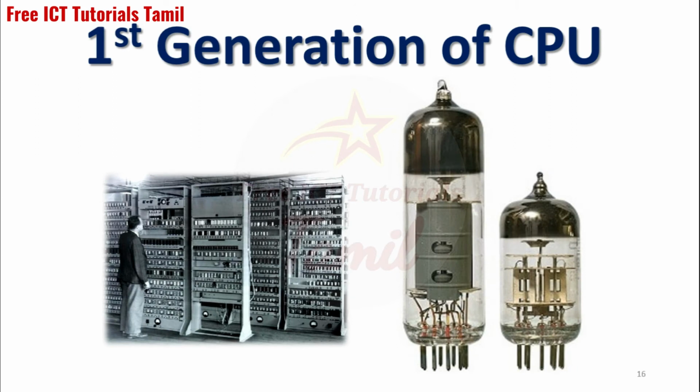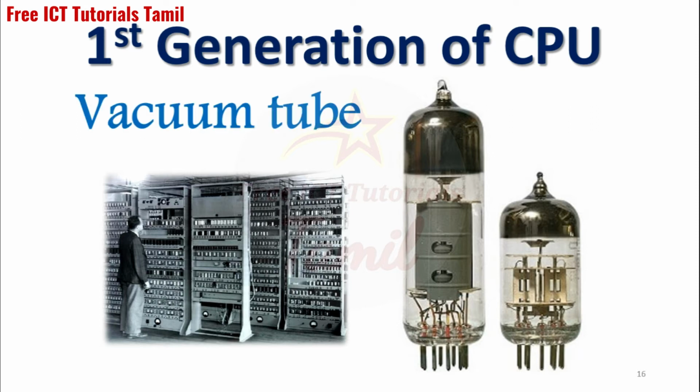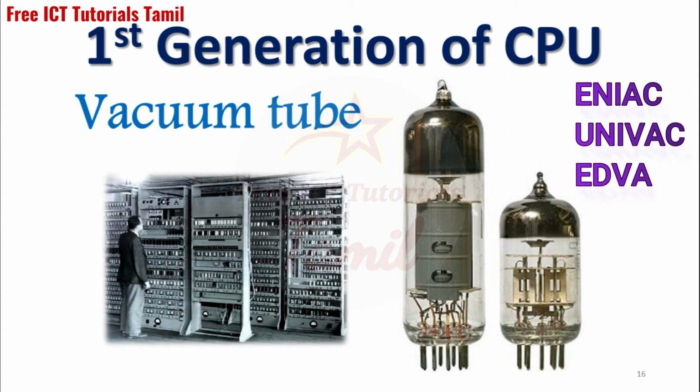First generation of CPU. The period of the first generation was from 1940 to 1956. Here, vacuum tubes were used as the electronic technology. First generation computers were very large, as big as a room. Execution speed was also measured in milliseconds. They were very expensive, with high cost for production and maintenance. Examples of first generation: ENIAC, UNIVAC and EDVAC.